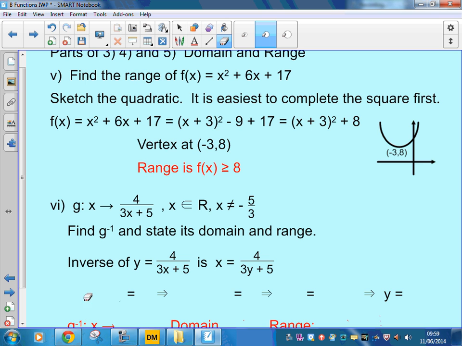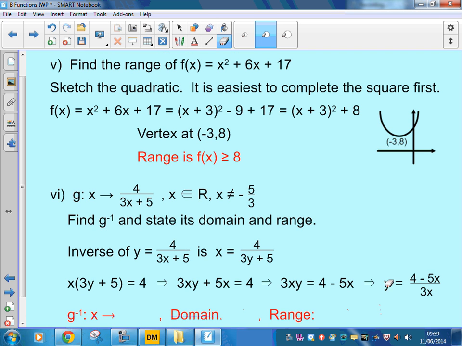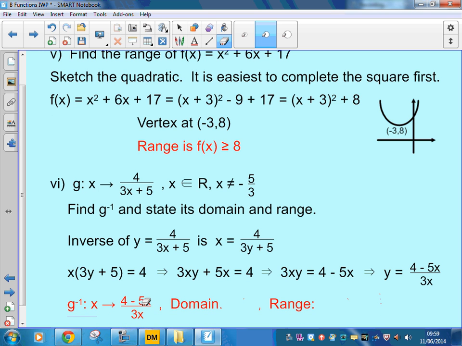So the first thing is you multiply across: x times (3y + 5) equals 4. Expand the brackets: 3xy plus 5x, again equals 4. Take the 5x away from each side, you're left with 3xy equals 4 minus 5x, and then divide by the 3x: y is (4 - 5x) over 3x. So g⁻¹ takes x to (4 - 5x) over 3x.